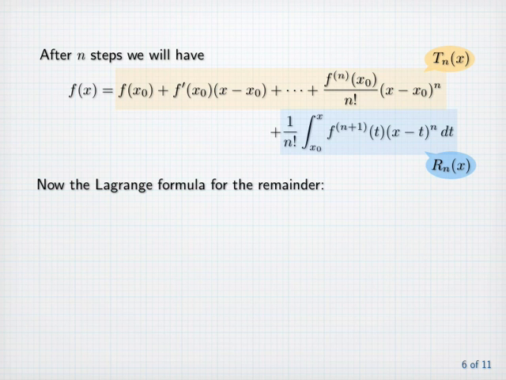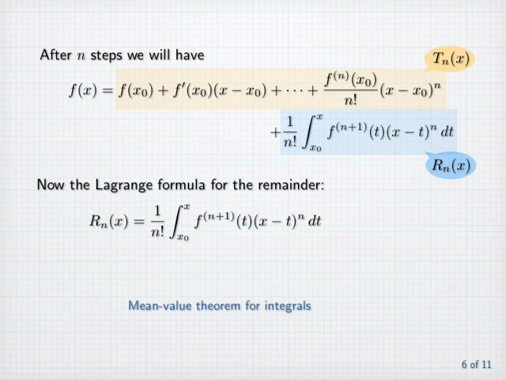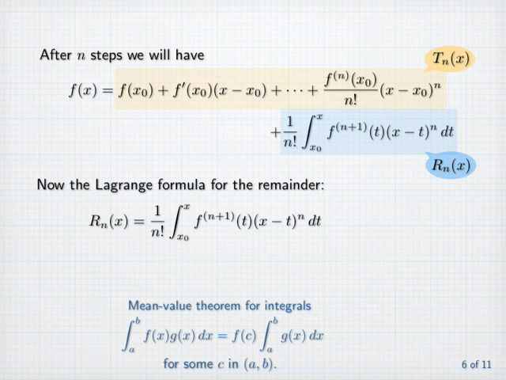We begin with the integral form of the remainder, which we've just proven, and we're going to apply a result called the mean value theorem for integrals. It states that for continuous functions f and g on the interval [a, b], the integral from a to b of f of x times g of x dx is equal to f of c times the integral from a to b of g of x dx, for some number c in the open interval from a to b.